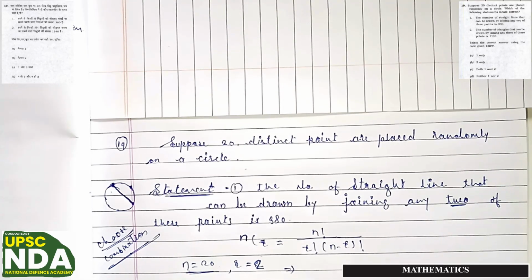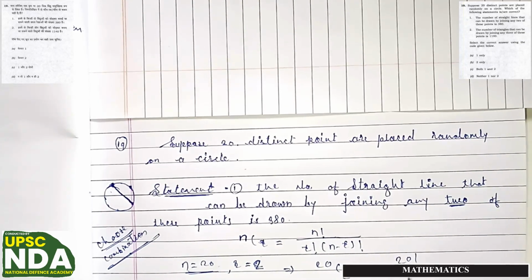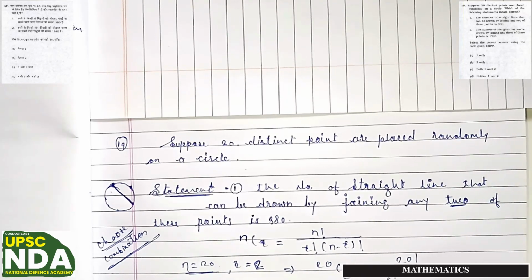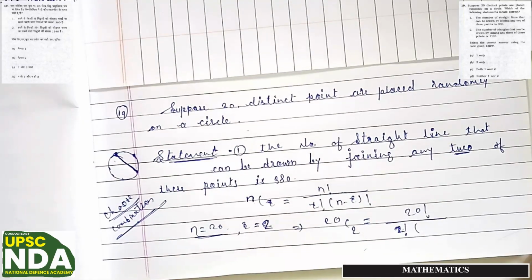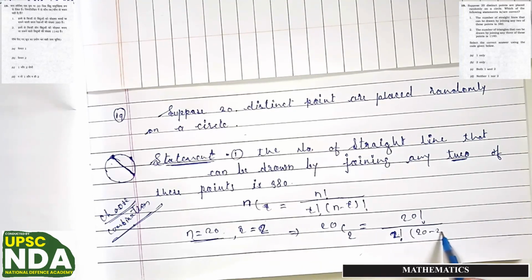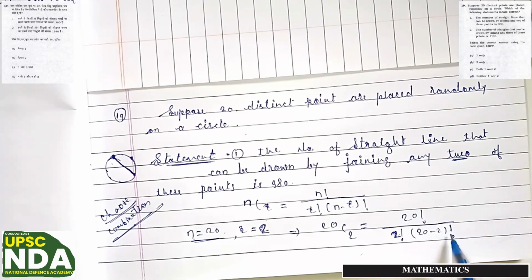When it is part of a combination, part of a selection, then apply combination. So what is 20C2? It comes as 20 factorial upon r factorial, which is 2 factorial, and further n minus r, which is 20 minus 2 factorial, which is 18 factorial. So 18 factorial into 2 factorial.